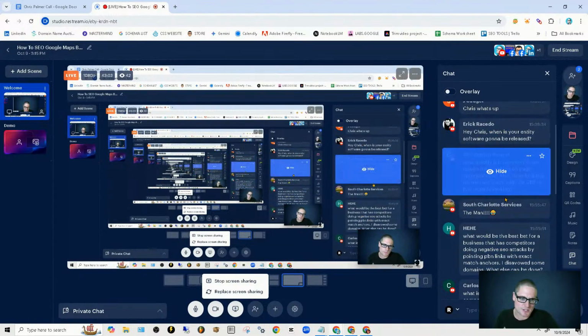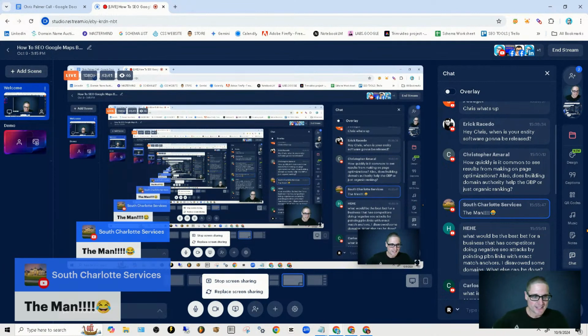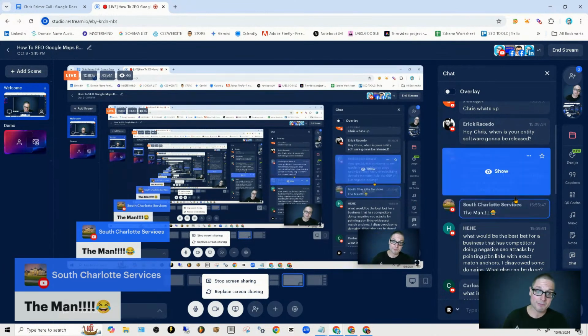There was a second part to your question. Does building domain authority help the GBP or just organic rankings? So domain rating or true authority of a domain is built with referring domains and age, right? So building authority to your asset technically doesn't really affect your maps ranking, right? Building links to your website isn't going to help your maps. Building links to your maps barely helps maps. There's ways to benefit, but it's not a main driver at all. So that's that.